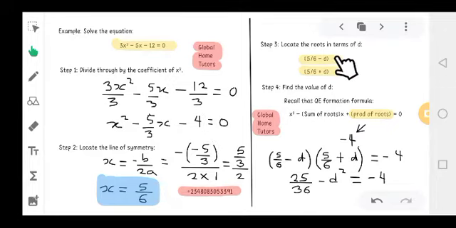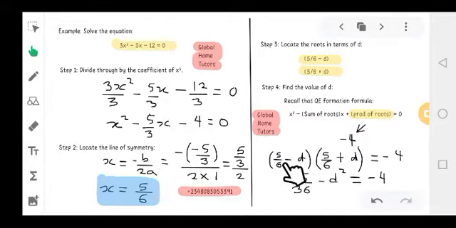It means that if these two are the roots of the equation that we have written in terms of d, if we multiply both of them, that should be the product. So it should give us the same value for the product. And the product is minus 4. So that's going to be 5 over 6 minus d, 5 over 6 plus d. They both multiply to give minus 4.